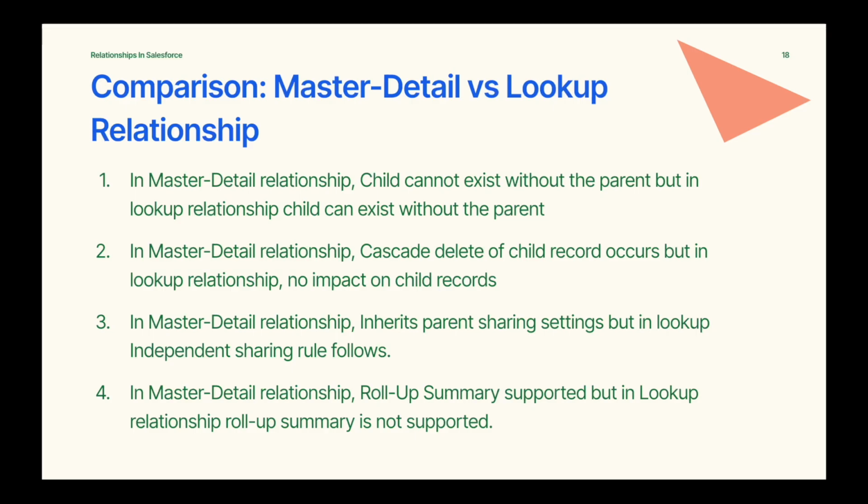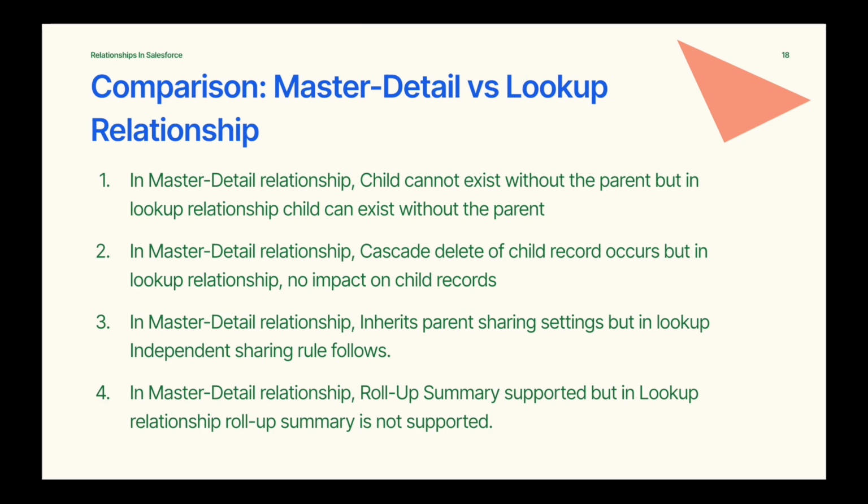Then if we move forward, so far we have discussed two relationships, that is master detail and lookup relationship. And if we want to discuss the difference between them, you can probably tell it by now. First, in master detail the child cannot exist without the parent, but in lookup the child can exist separately. Then in master detail relationship, cascade deletion is there. That is, whenever we delete the parent record, the child record should also be deleted automatically. But in lookup, that's not the case.